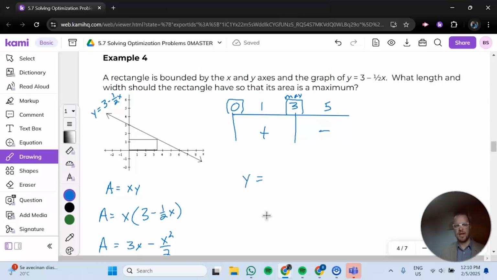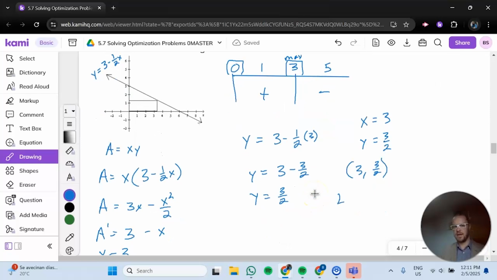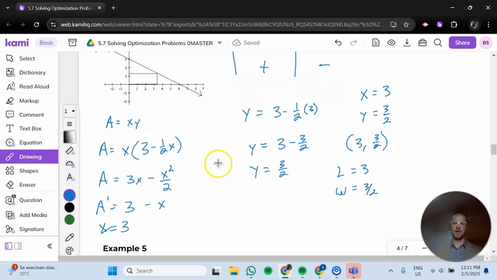If we wanted to find y, then we can simply plug it into that equation that we have. So we can say that y is equal to 3 minus 1/2 times our x value of 3, which means that y is equal to 3 minus 3/2, which means that y is equal to 3/2. So we get the point x equals 3, and y equals 3/2, or as a point, 3 and 3/2. Or, rather than putting x and y, if we want, we could call it the length of 3 and the width of 3/2. All right, there we go.